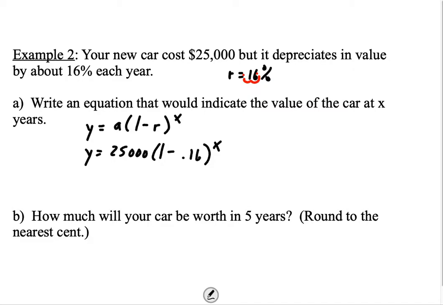So there we have it. We've plugged everything in there that we needed to. So then in part B, how much will your car be worth in 5 years? X there being 5, so plug that in there, and then it says round to the nearest cent.